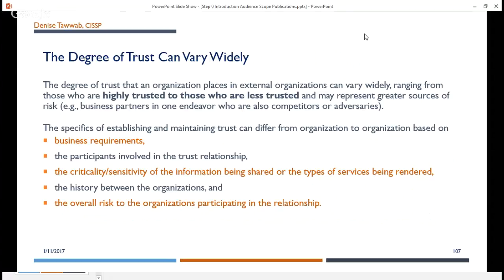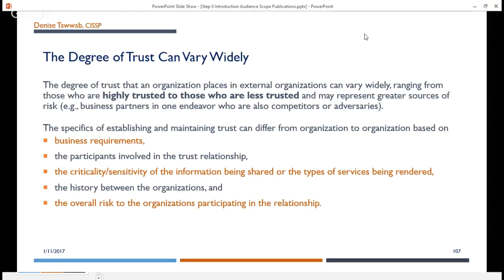The degree of trust can vary widely. The degree of trust that an organization places in external organizations can vary widely, ranging from those who are highly trusted to those who are less trusted and may represent greater sources of risk. For example, business partners in one endeavor who are also competitors or adversaries.